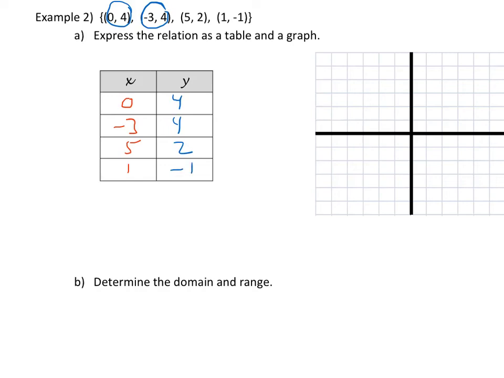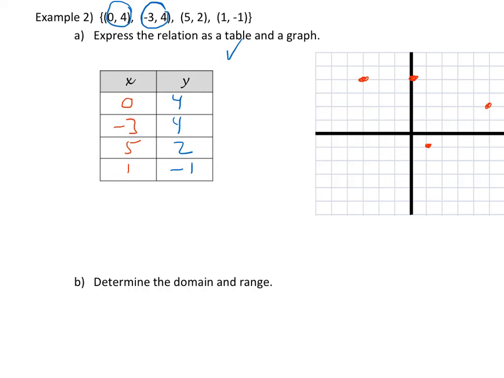Now express this as a graph. Okay, so we just did this part. Well, if we take it and we graph them, we have 0, 4, which is right there. We have -3, 4, which is right there. 5 and 2, right there. And then 1 and -1.